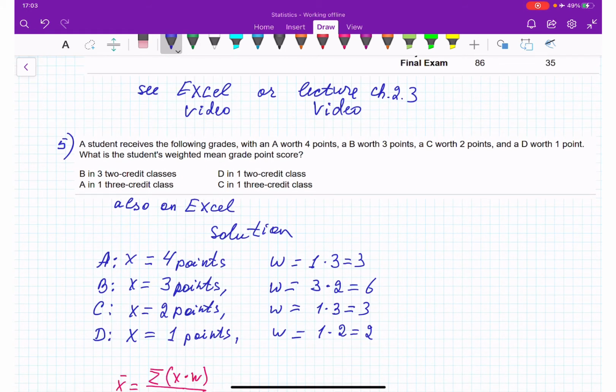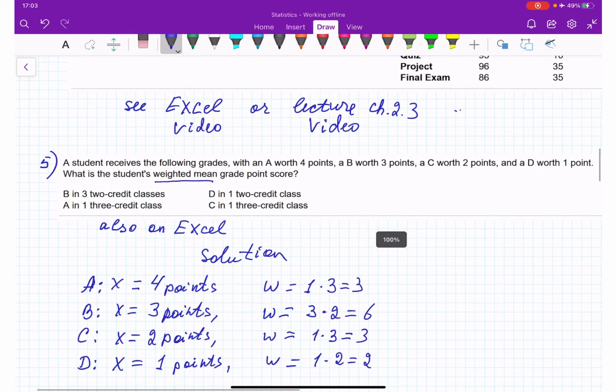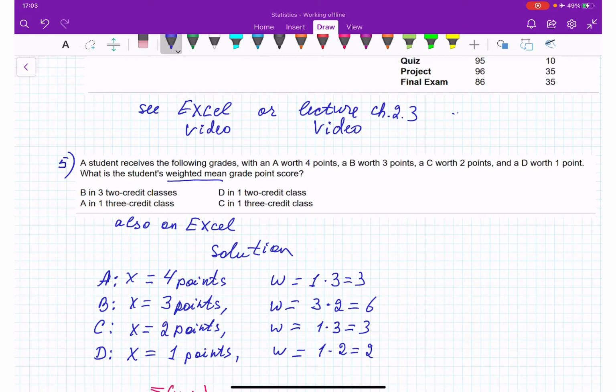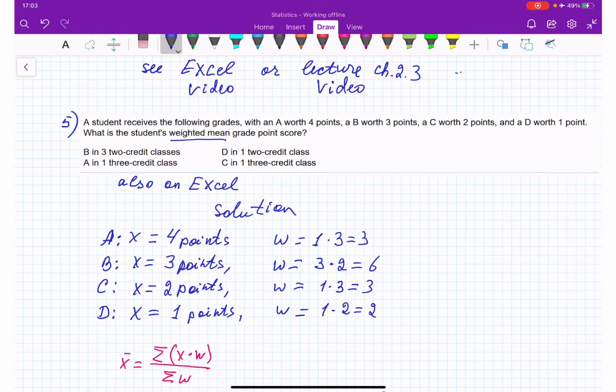Next one is also, we need to find the weighted mean, with the difference that here we will find it based on percentage in problem number 4. In this case, we find it based on credit hours and points, because a final grade can be decided based on points, which means the average can be decided based on points or percentage. So question number 4 is solving the weighted mean by percentage, and question number 5 is solving by the point.